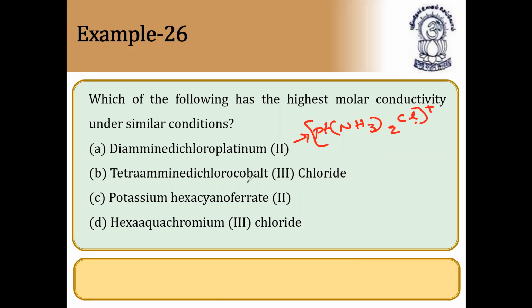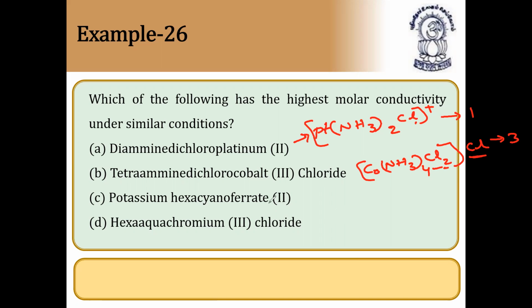Next, tetraamminedichlorocobalt(II) chloride. Cobalt is the central metal atom. Tetraammine means NH3 taken 4 times. And dichloro means definitely it should be inside the complex, and outside there should be one more chloride. So the number of ions in this is 1 and in the previous one is 3, because 3 chlorides are present.